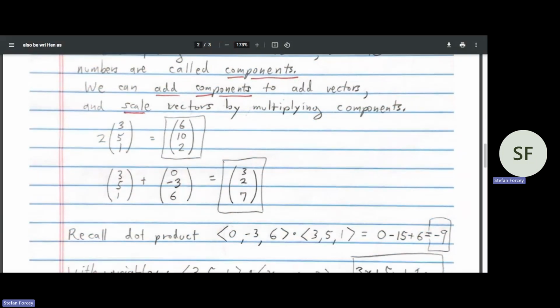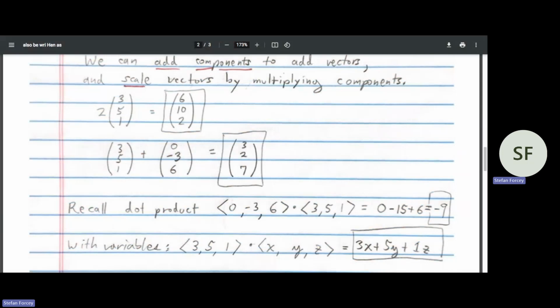There's something that we won't use as much, but which will show up as parts of other operations, called the dot product. So taking two vectors, and usually that's how we write them in Calc 3, the dot product is to multiply the components: 0 times 3, the y component negative 3 times 5, and the z component 6 times 1, but then to add those up. So you get 0 minus 15 plus 6 equals negative 9.